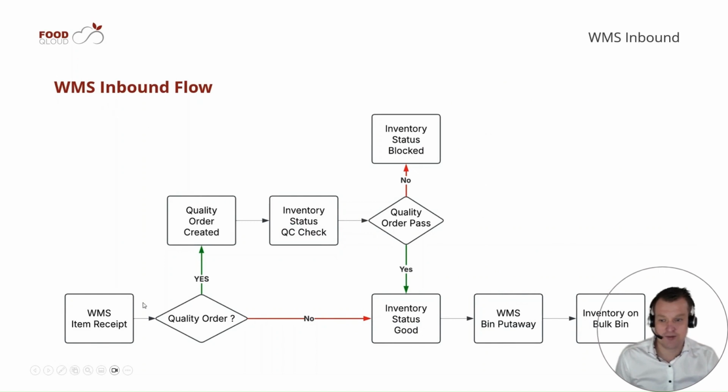The inbound flow is: we receive something in WMS, a quality order is created, and the inventory status will be changed to QC check. When the quality order values result in a pass, then it will be changed to the status good. But when the result is a fail, then it will be changed to the inventory status blocked. Afterwards, we're going to do a bin put away to put the inventory back to the storage bin.